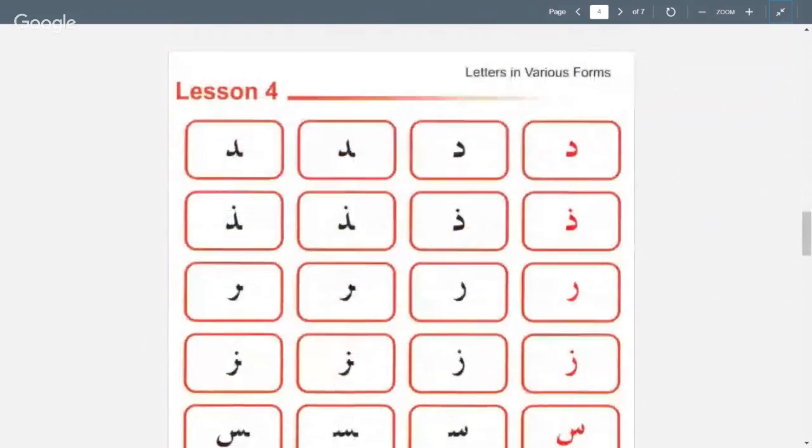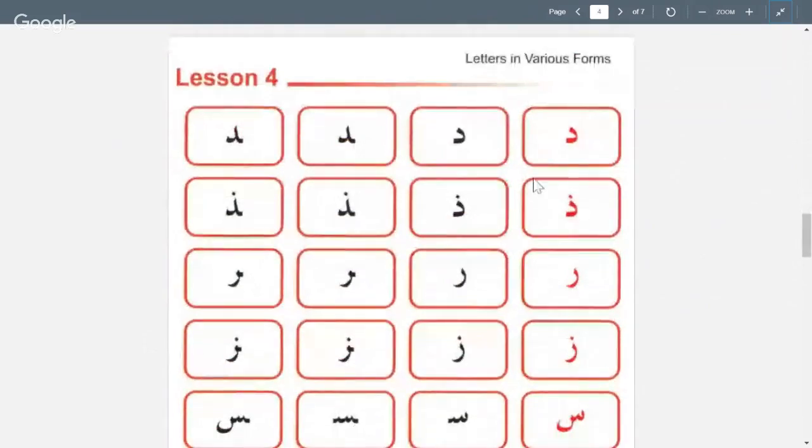Okay, next we have dal and thal. And as I mentioned, both of those letters sit on the line. And they're both tiny letters. They only go about a quarter of the way up the line. But because they're one-way connectors, you actually have only two shapes.